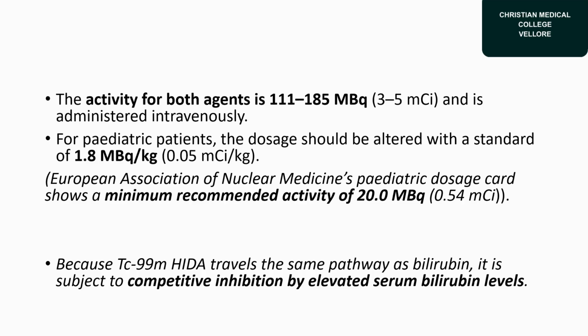The activity used is the same for both the tracers, and it's usually 3 to 5 millicurie. For a pediatric patient, it's usually 0.05 millicurie per kg. You need a minimum recommended activity of 20 MBq, that is 0.5 millicurie at least. It is also seen that they have a competitive inhibition with an elevated serum bilirubin because they have the same pathway of uptake. So as your serum bilirubin is elevated, you will have to keep increasing the dose of the activity that you inject as well.